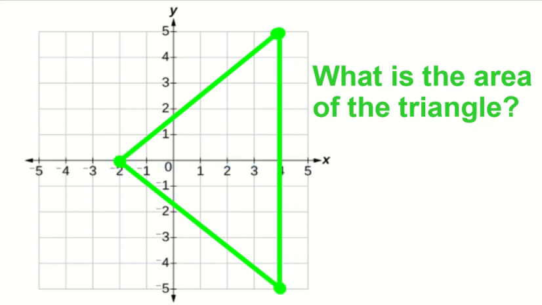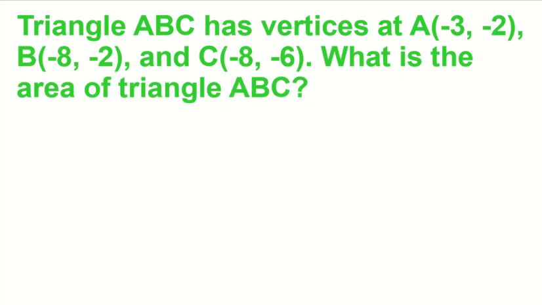All right, so you'll definitely see a triangle on your test. Another thing you'll see is having to get the area of a triangle from ordered pairs. So go ahead with this triangle. What is the area of triangle ABC?